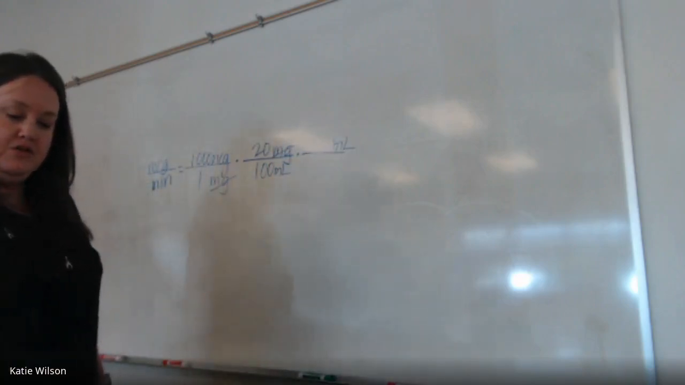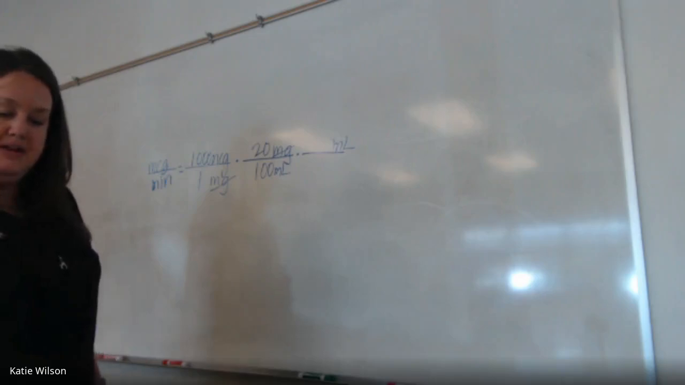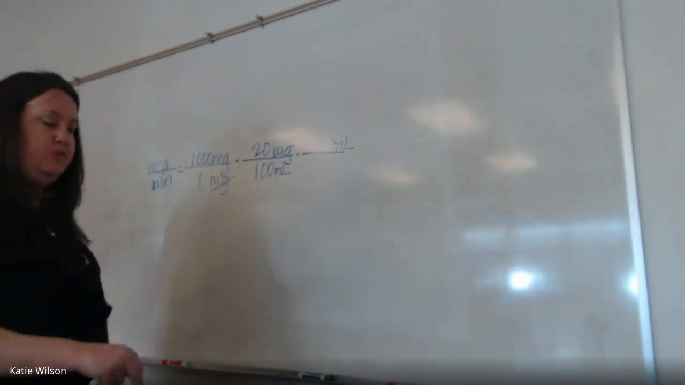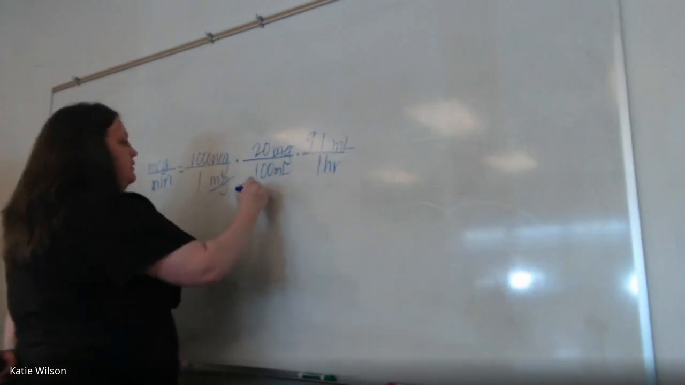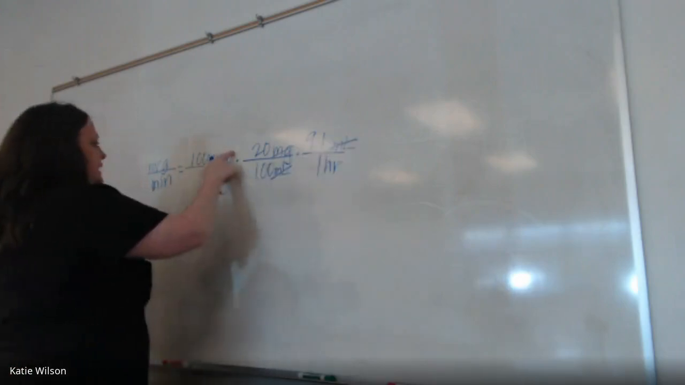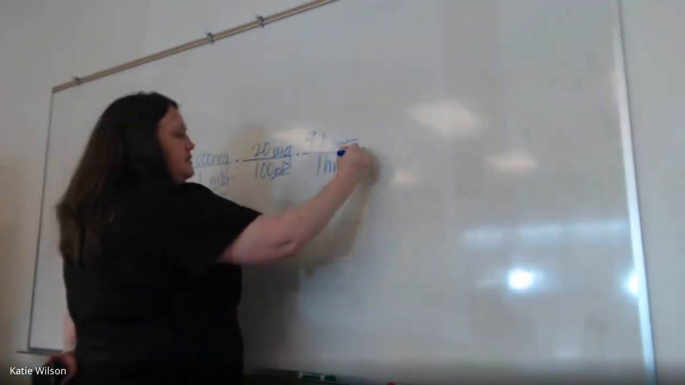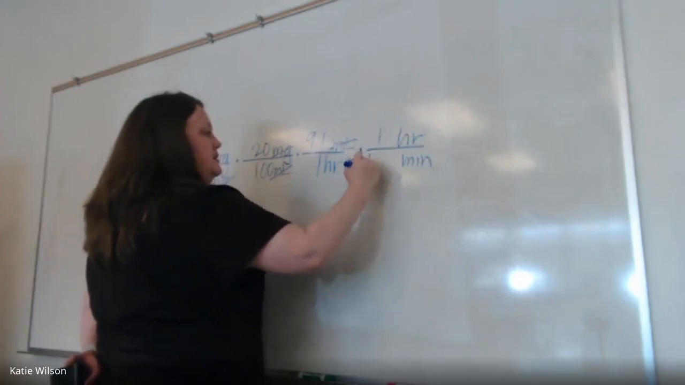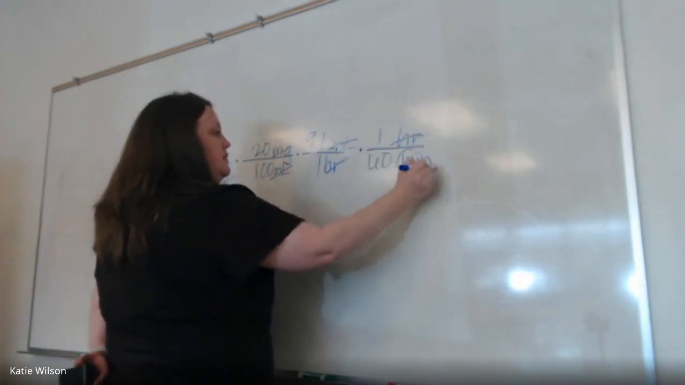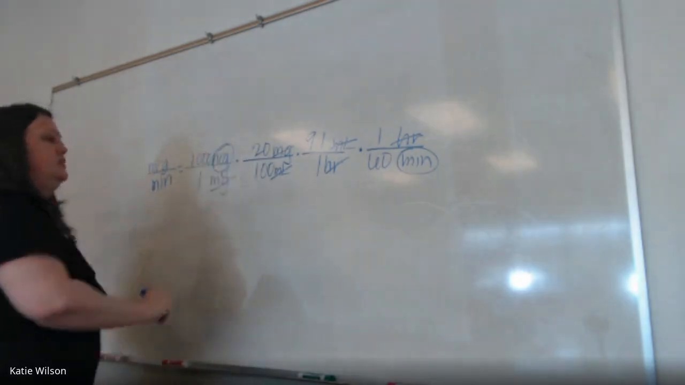And then the doctor's order, or not doctor's order, but the infusion is running at 9.1 milliliters for 1 hour. But I need micrograms over minutes. Convert hours to minutes. Then we've got it set up correctly.